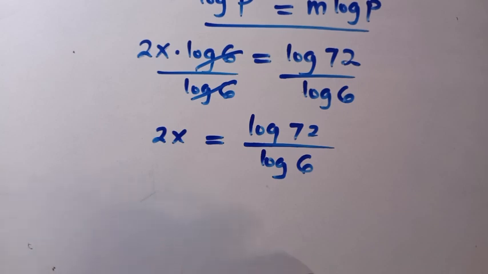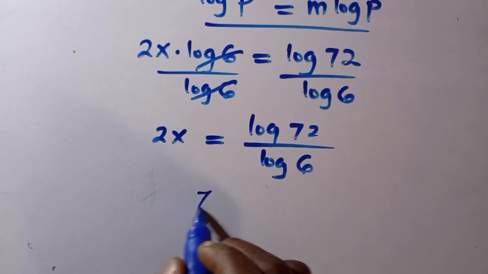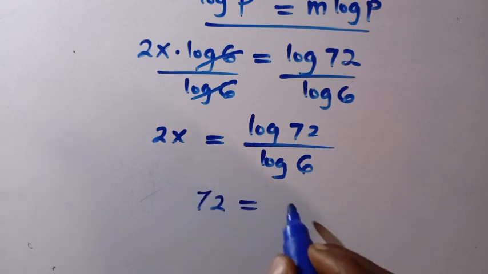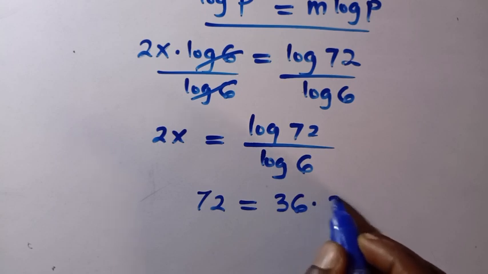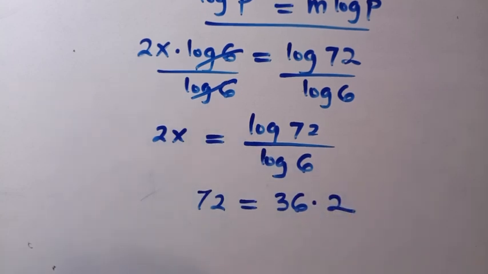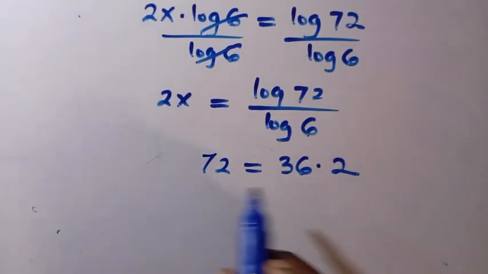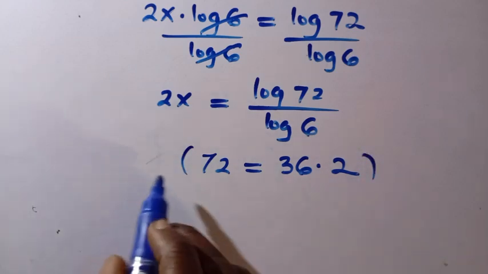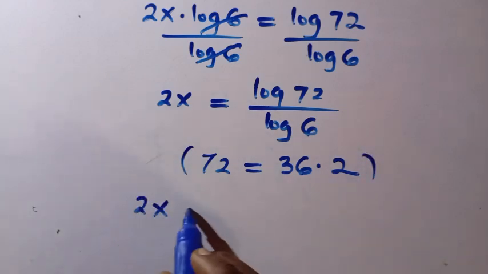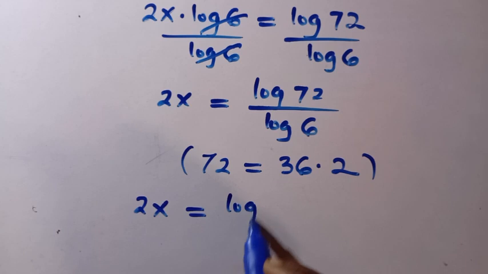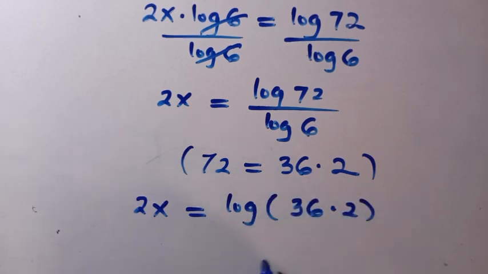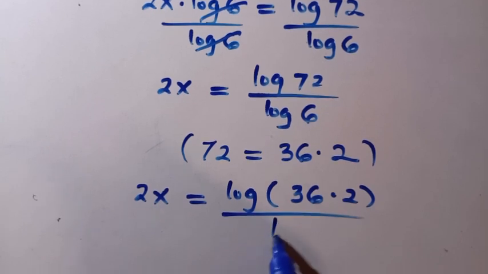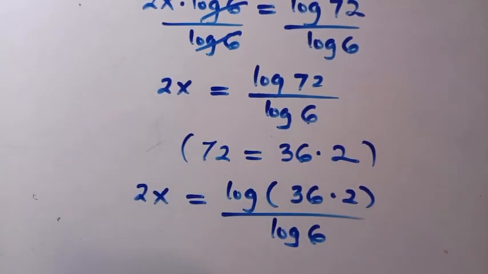So from these expressions, we have to note that 72 is equal to 36 multiplied by 2. Then we apply it here. So at this side we have 2x equals log of 36 multiplied by 2, divided by log 6.